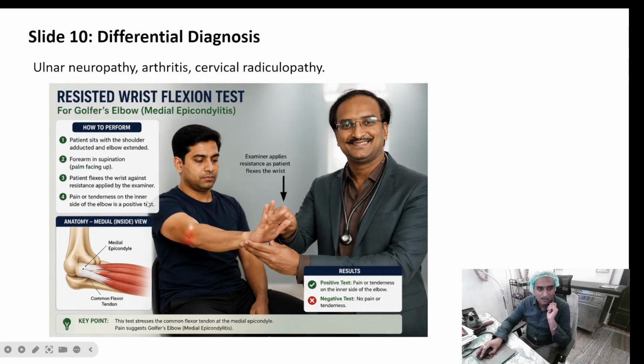Pain or tenderness on the inner side of the elbow is the positive sign. This is the positive test. So positive means pain or tenderness on the inner side of the elbow. Negative test means no pain or tenderness.